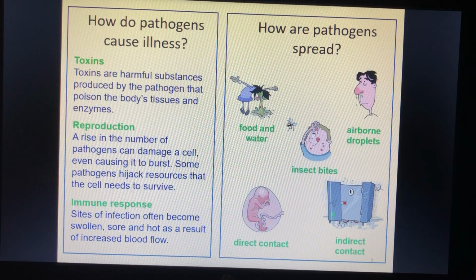And there's lots of different ways that the pathogens are spread: through food and water, insect bites, through the air as airborne droplets, direct and indirect contact. Indirect being we touch something that someone else has touched and then become infected.